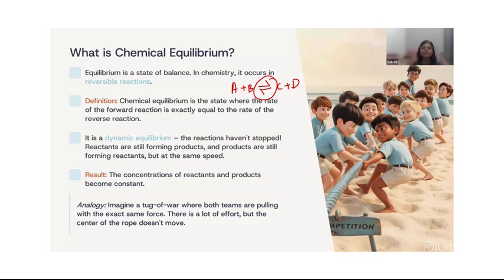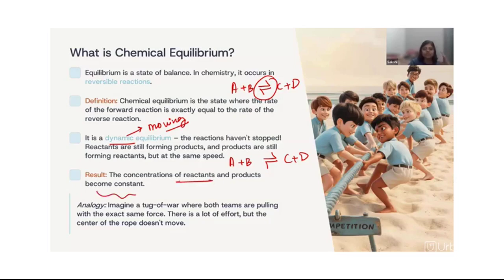Okay, what is the word dynamic equilibrium? The word dynamic means something moving, right? That means the reaction has not stopped. It appears to us that the reaction has stopped, but A and B keep on combining to become C and D, and C and D convert to A and B. Since the rate is the same, we think that the reaction has stopped, but it has not. The products are still being formed and the reactants are also still being formed. So this type of equilibrium we call a dynamic equilibrium. Basically the concentrations of the reactants and the products become constant.